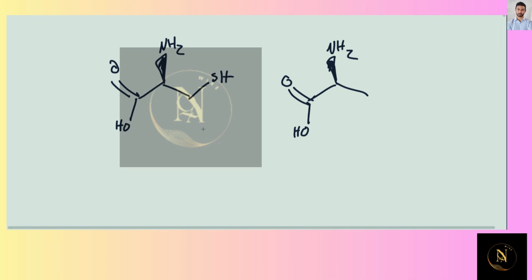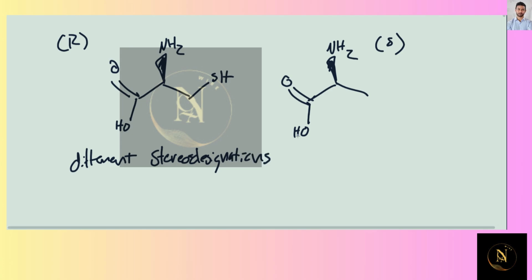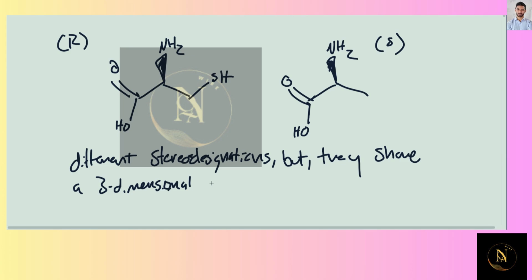What is the relationship between R cysteine and S alanine, right? Stereochemically, they have different stereo designations. Right? They have different stereo designations. One of them is R, the other is S, right? But they share a three-dimensional configuration. This is kind of answering B. They share a three-dimensional configuration.